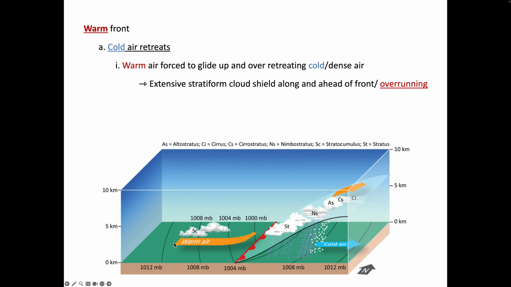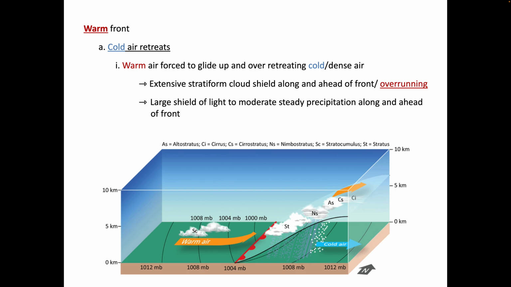And this process by which warm air is forced to glide up and over this retreating cold air ahead of a warm front, we call overrunning. We don't have any sort of technical term for the upward motion that's caused by the advance of a cold front, by the way. We just have overrunning for warm fronts. And again, we get a large shield of light to moderate steady precipitation along and ahead of our warm frontal boundary.